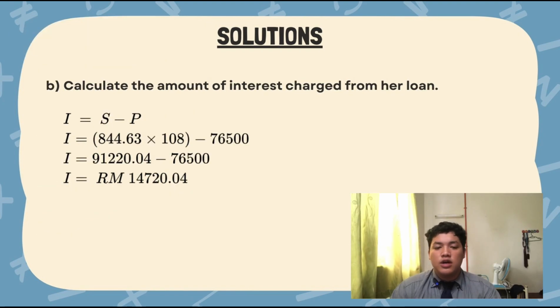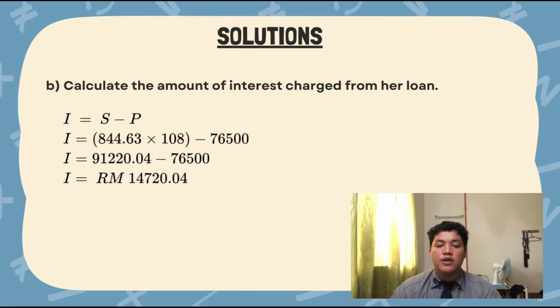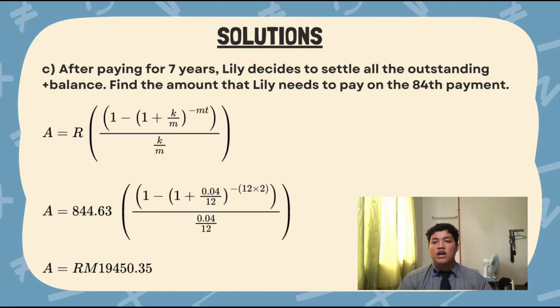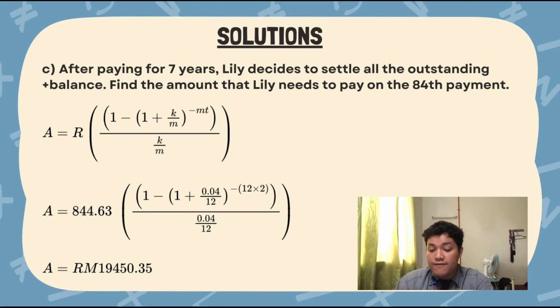As for section B, calculate the amount of interest charged from a loan. We can use the formula given, which is I equals S minus P. If you put in the input correctly, you have the interest amount of RM14,720.04. As for section C, after paying for 7 years, Lily decides to settle all the outstanding balance. Find the amount that Lily needs to pay on the 84th payment. If you use the correct formula given and put in the inputs, you'll get the amount of RM19,450.35.